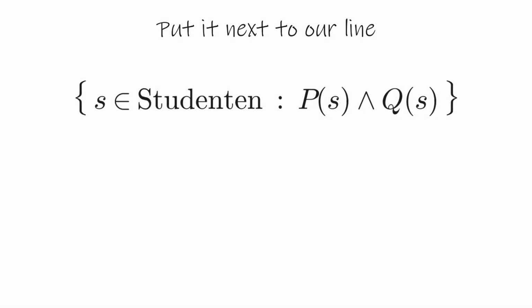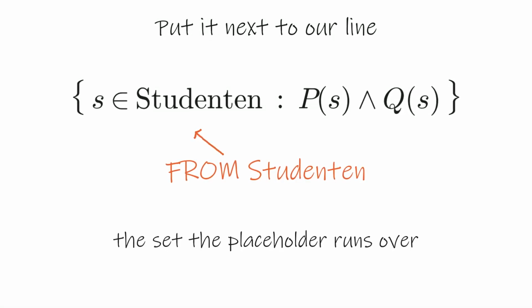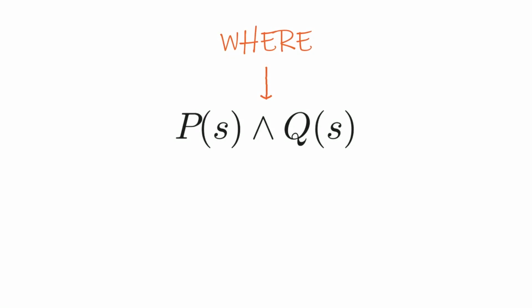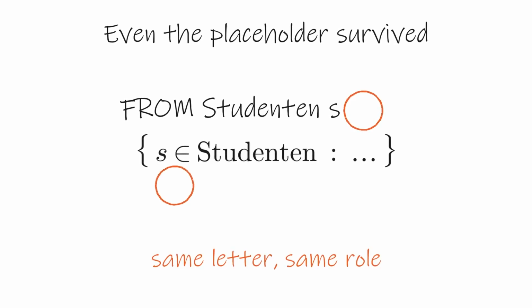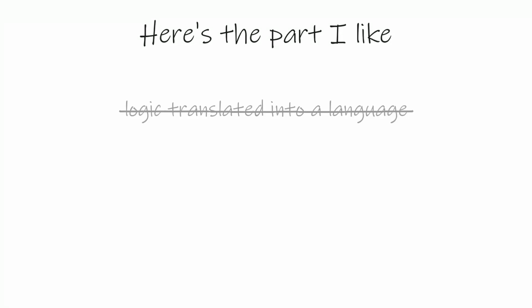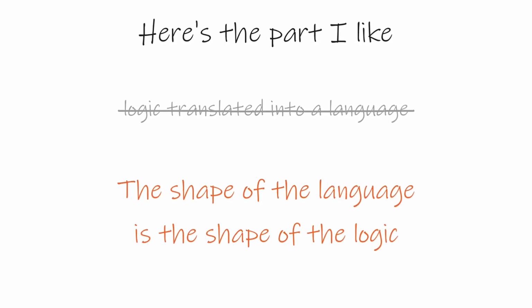Put it next to our line. FROM student is the set the placeholder runs over. WHERE is the predicate. And that AND is the same connective you already know, doing the same job. Even the placeholder survived. That lonely S after student is our S. Same letter, same role. Here's the part I like. Nobody translated logic into a language. The shape of the language is the shape of the logic.